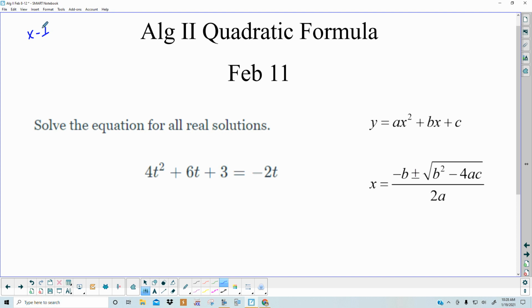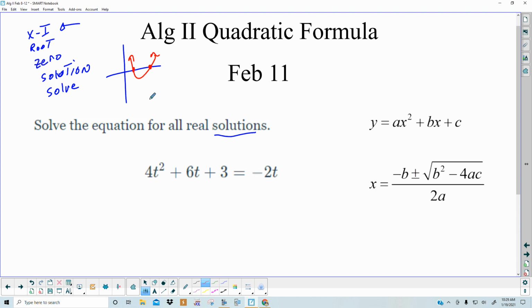To talk a little bit about solving: x-intercepts, roots, zeros, solutions. That's a U, by the way, here. Solve. These are all synonyms. The question is asking you to find the real solutions. So graphically, you can interpret that as this is going to be a parabola, and it's going to find the x-intercepts for you. That's just a piece of information that it's finding x-intercepts.